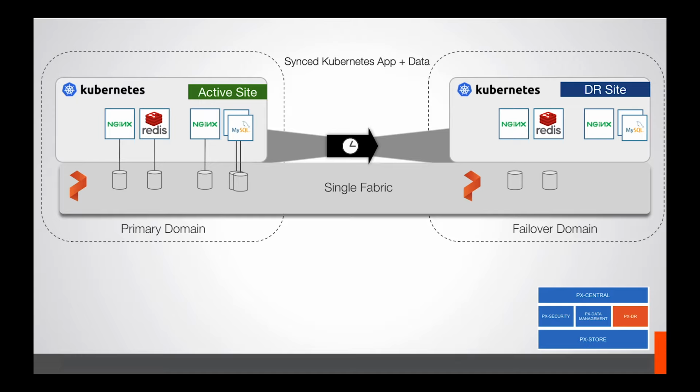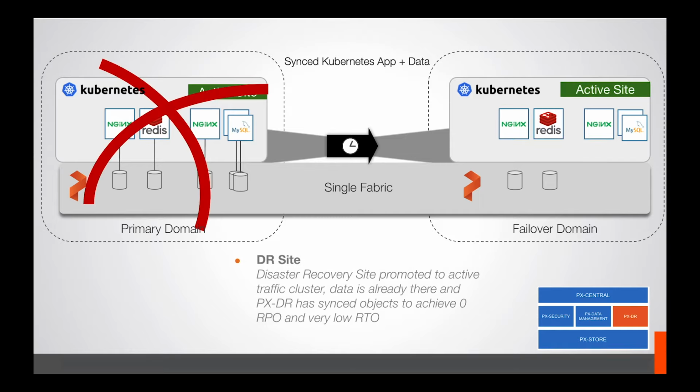This enables Portworx and Kubernetes to work together in case of a failure. We can turn on the DR site as an active site. All the data will remain there, giving us zero recovery point objective and a very low RTO.